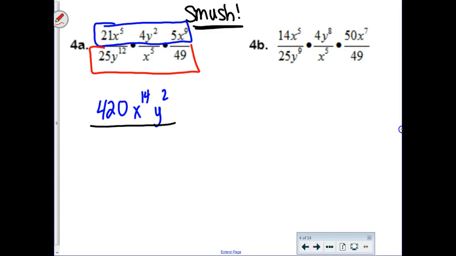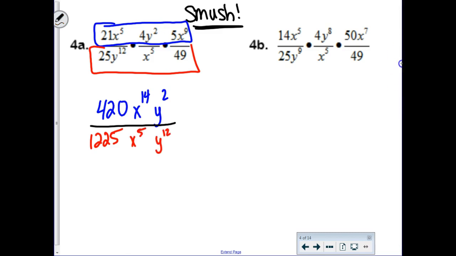25 times 49. I'm hitting the wrong thing. Whoopsies. Oh my gosh, can't type either. Alright, so that's, oh boy, 1225. And then I like to put them in the same order that I did the numerator, so x to the 5th would come next, and then y to the 12th after that.